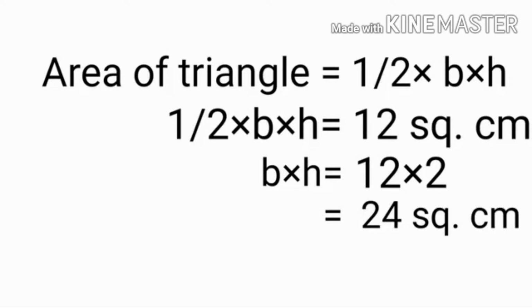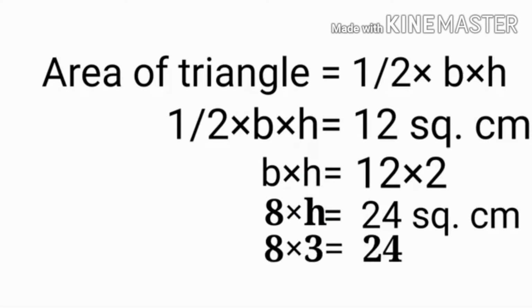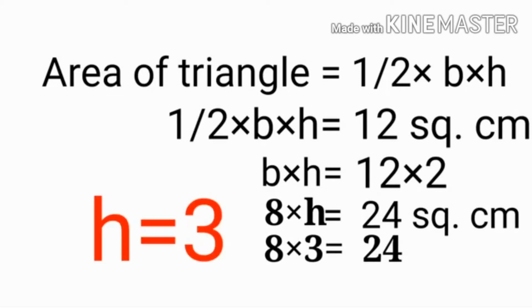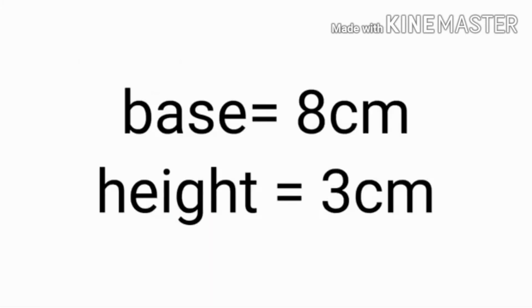Now, in order to get 24, two sides we have 8 and 6 centimeters. So we can take this 8 as base. Then the equation becomes 8 into H equal to 24 because base is 8. Now height we need to find. 8 into what is 24? 8 3s are 24. That means height we can take as 3. So for the triangle, base must be 8 centimeter and height must be 3 centimeter.